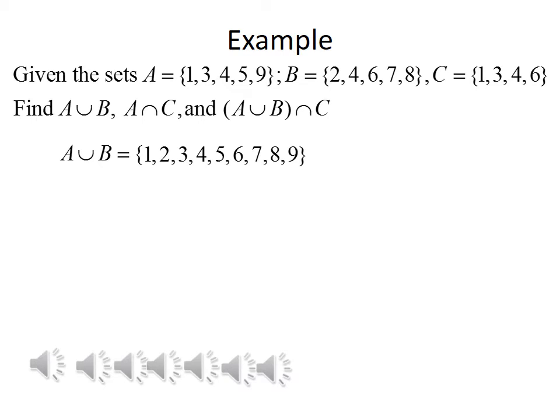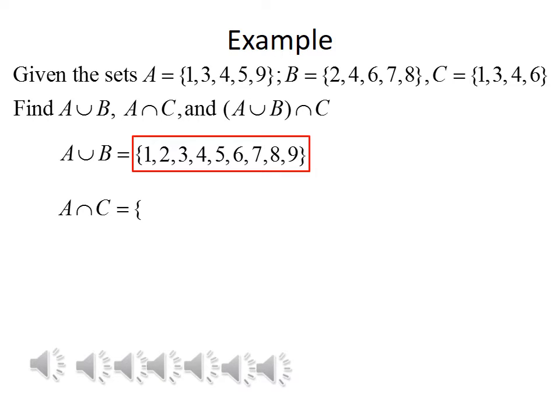And so if we write down all of the numbers that appear in either A or B, we'll see that the union of A and B is the set of numbers 1, 2, 3, 4, 5, 6, 7, 8, and 9. So all of those numbers are in either A or B.